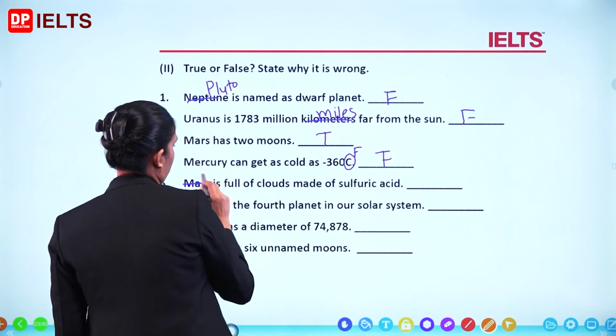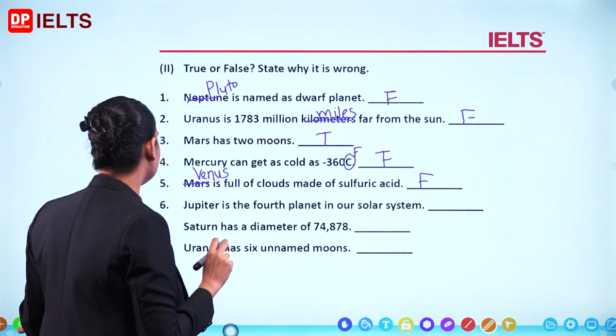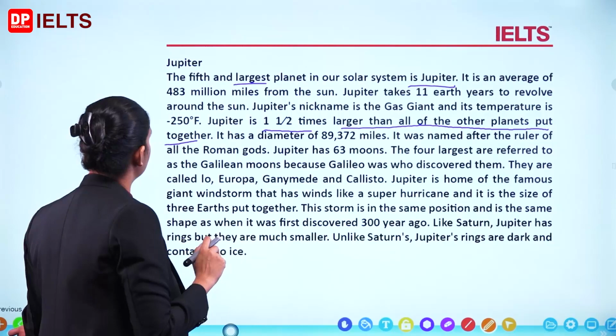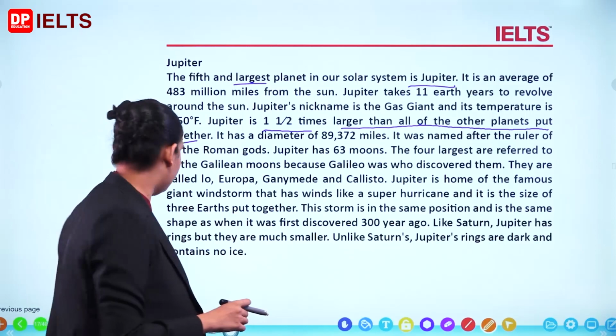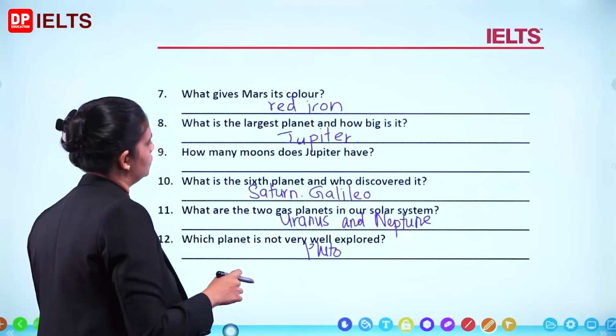It was in Venus. Jupiter is the fourth planet in our solar system. So if you come to Jupiter, it is the fifth and largest planet. So it's not the fourth. What is the fourth one? Mars. Okay. So we have to say not Jupiter, it's false and it should be Mars.